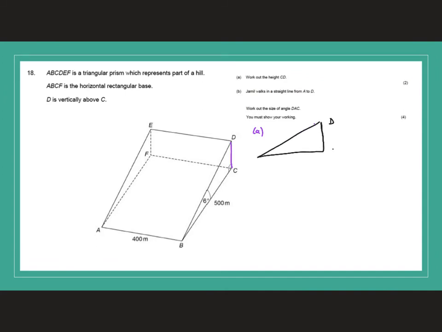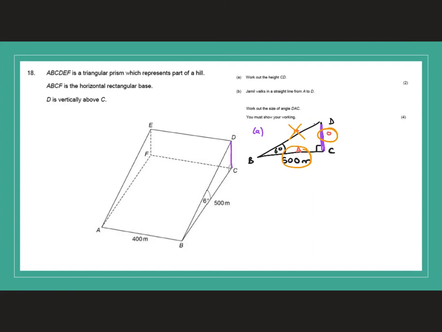There's D at the top, C, there's the right angle at C, and there's B. There's 6 degrees and 500 meters. And we're working out the side marked in purple, which is DC over here. So let's label the hypotenuse, the opposite and the adjacent. I need to work out the opposite, and I've been given the adjacent, so I need to use tan here.